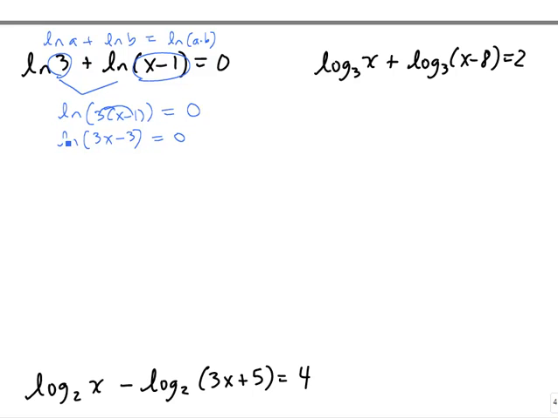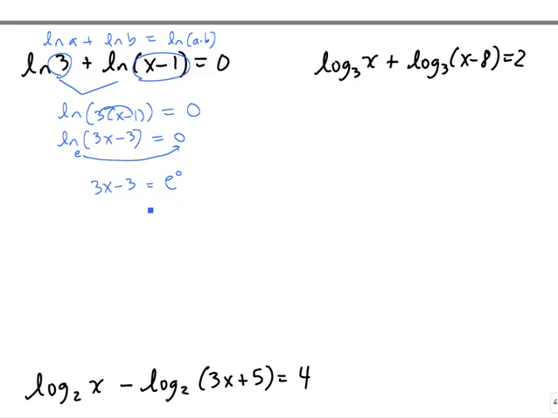And now that we have a single log that's isolated, we're ready to undo the ln by writing this in exponential form. So the base of an ln is base e. So we take that base, we raise it to this exponent, so e to the 0, and that needs to equal this stuff inside the parentheses, so 3x minus 3. So there's your exponential form.